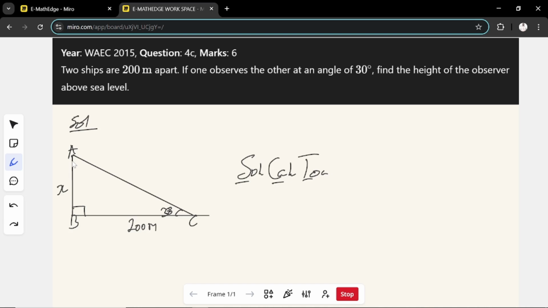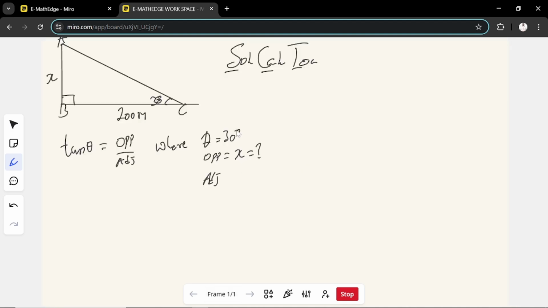So what we are going to do is to have tan theta. Let's bring out the formula first to be tan theta to be equal to opposite all over the adjacent. Where we have theta to be 30 degrees, opposite, which we don't know, and we target to be x, right? And the adjacent, which is given to be 200 meters.